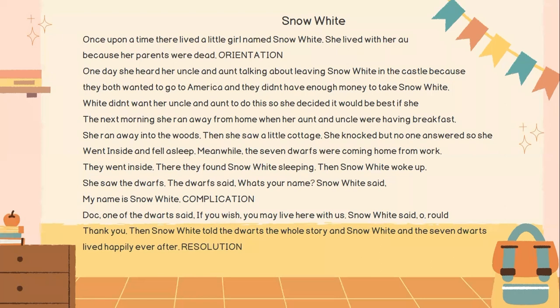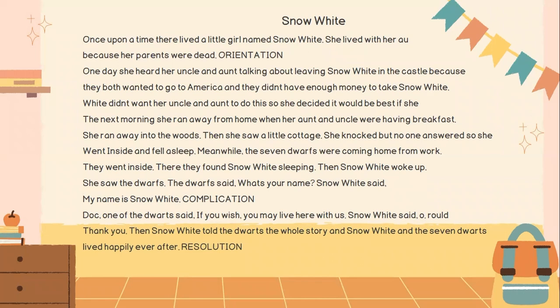In this part, the author introduced the character. The second paragraph is complication. One day, she heard her uncle and aunt talking about leaving Snow White in the castle. Okay, so the second paragraph is complication. It is increasing the problem. It can climb up to the climax of the story.